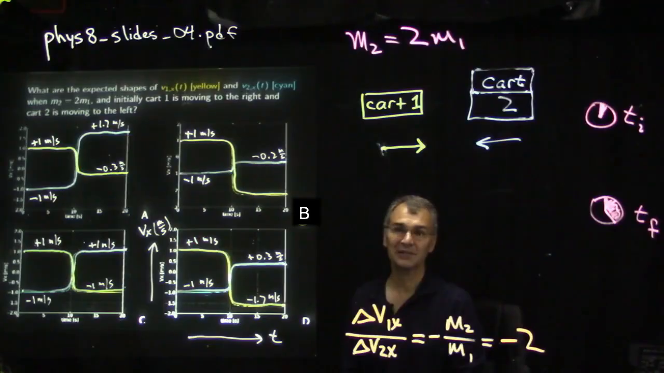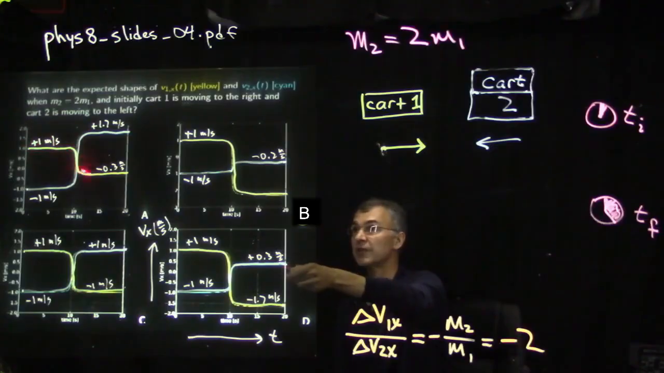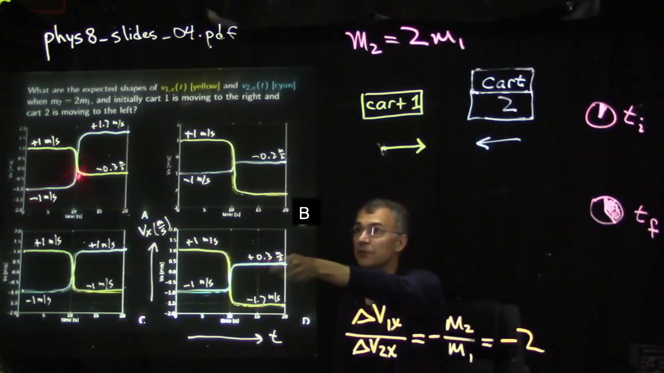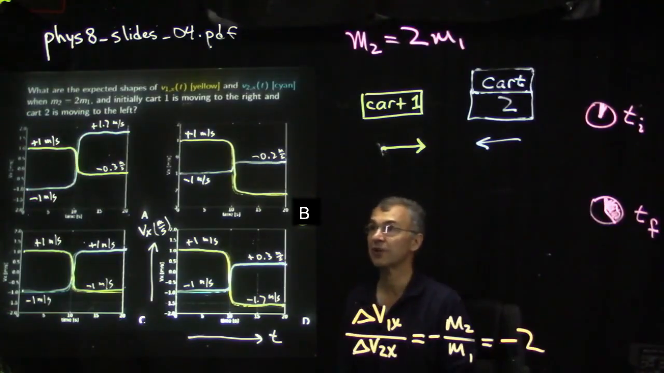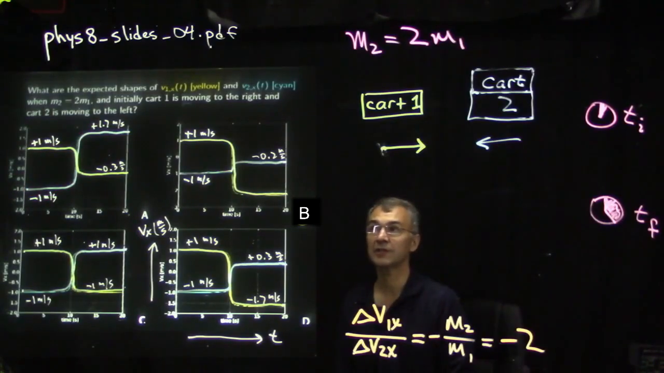The change in velocity for cart 1, the less massive cart, should be twice the magnitude, and of course in the opposite direction, of the change in velocity for the more massive cart. Let's see what we have in the graphs. If we look at A, we go from +1 to -0.3, a change of -1.3. Here we go from -1 to +1.7, a change of +2.7. That's a factor of 2, but cart 2 has a bigger change than cart 1 in magnitude. That doesn't make sense. The more massive cart should have the smaller magnitude change in velocity.